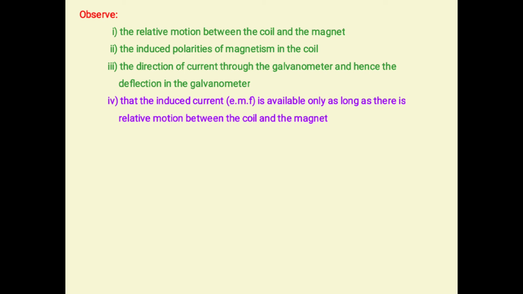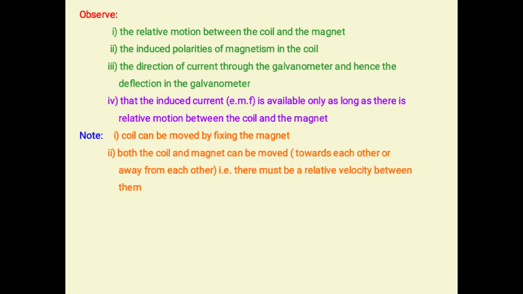Now the induced EMF is available only, as I already told, as long as there is relative motion between the coil and the magnet. The coil can be moved by fixing the magnet. That means there is a term relative motion. It is not necessary to move only the magnet towards the coil. We can fix the magnet and move the coil towards or away from the magnet. In both cases, the magnetic flux changes, and whenever there is a change in magnetic flux, definitely current is induced in the coil.